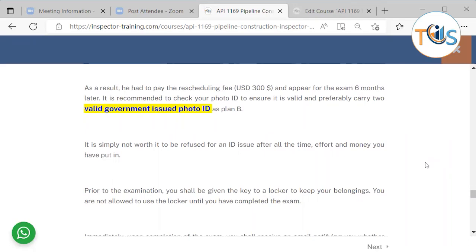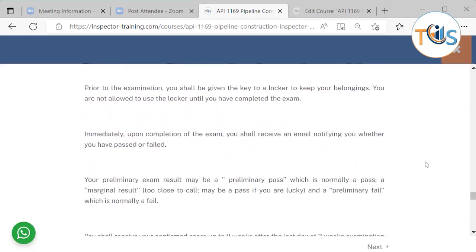It is simply not worth being refused entry for an ID issue after all the time, effort, and money you have put in. Prior to the exam, you will be given the key to a locker to keep your belongings. You are not allowed to use the locker until you have completed the exam.